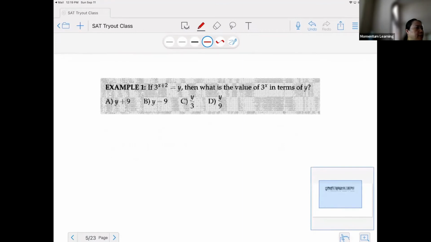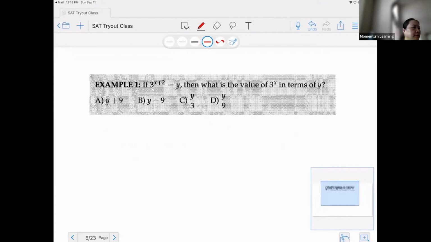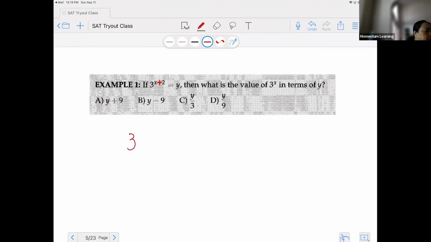Okay, let's look at example 1 here. If 3 to the power x plus 2 equals y, then what is the value of 3 to the power x in terms of y? Okay, so I will go over this. How do we start? It equals y, and we want the value of 3 to the power x.